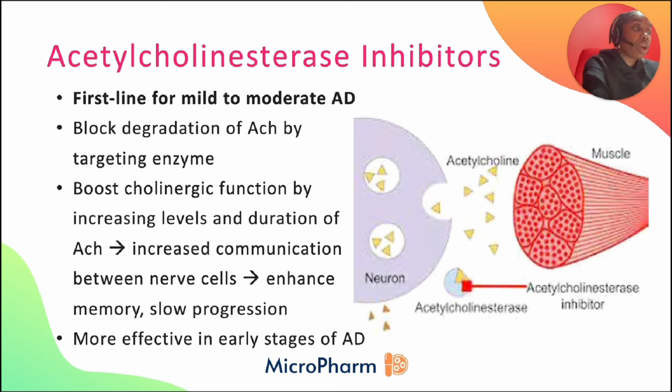Acetylcholinesterase inhibitors are first line for mild to moderate Alzheimer's disease. They should be initiated by or on the advice of a specialist, and it can be initiated in primary care. If a patient with Alzheimer's disease is already on an acetylcholinesterase inhibitor, then memantine can be started by a GP without the advice of a specialist. It just depends on where that patient sits in the treatment pathway.